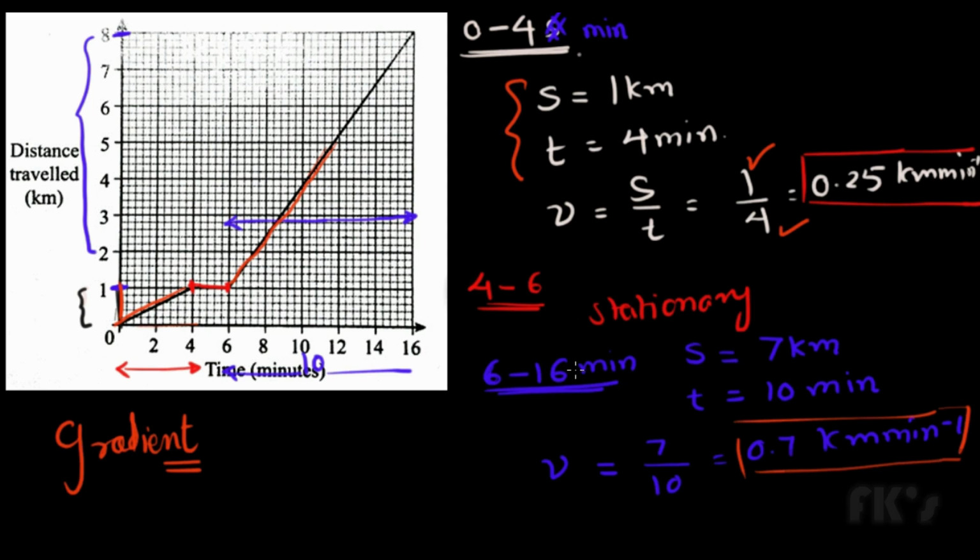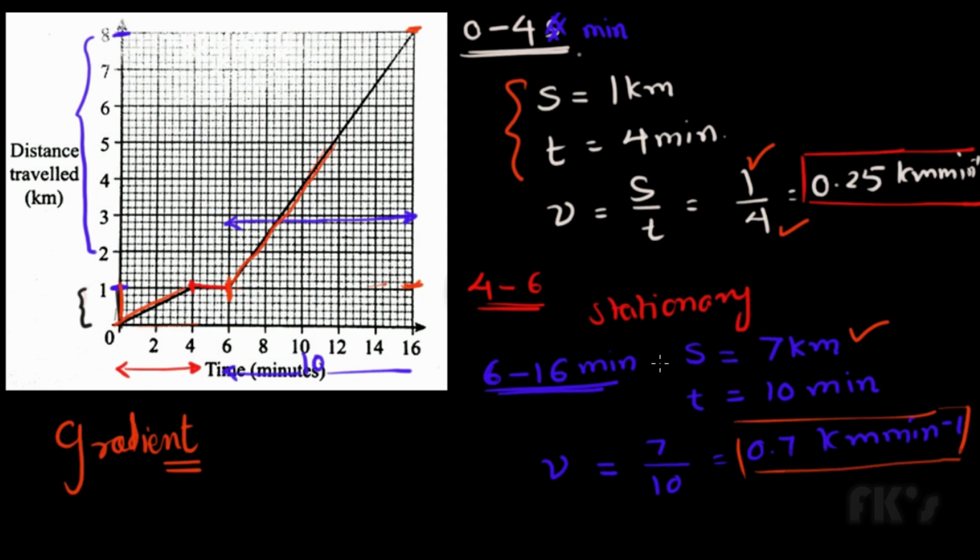Likewise, if I need to calculate the gradient over here, it should be rise over run, and the rise happens to be from this value all the way up to 8. So my rise is from 1 to 8, and that is 7. The run is from 6 to 16, so that's 10. So the velocity is 7 over 10. Again, I am actually calculating the gradient.